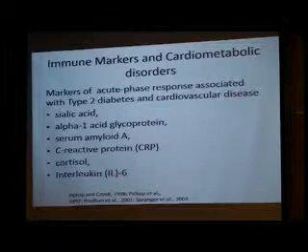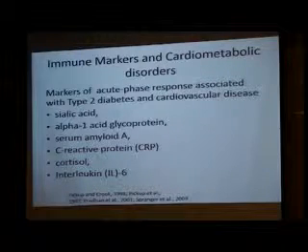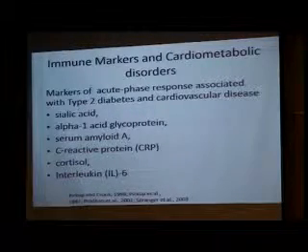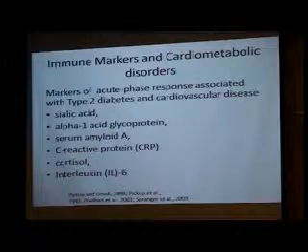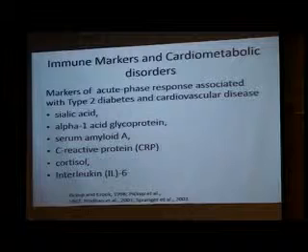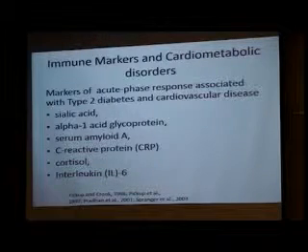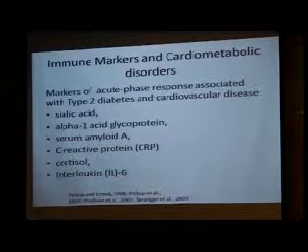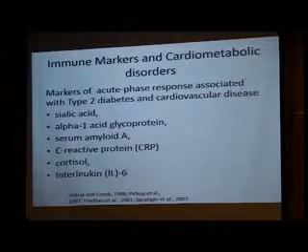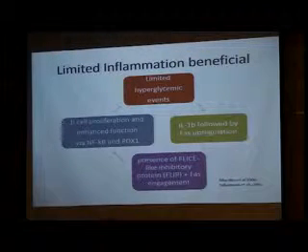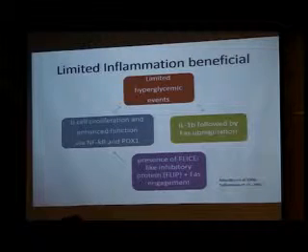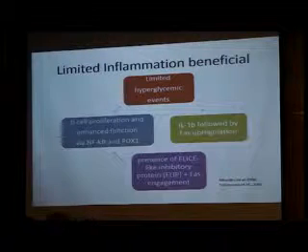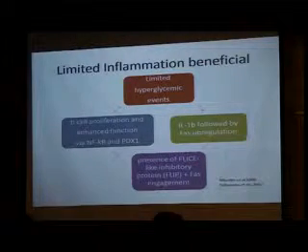Whenever we think of immune markers and try to correlate the presence of immune markers with cardiometabolic disorders, these are the following markers which come to our mind, which have been investigated in detail, like acute phase response markers including sialic acid, alpha-1 acid glycoprotein, serum amyloid A, C-reactive protein, cortisol, interleukin 6. Interleukin 6 has a special place which I will come to in a later slide. What we now presently know is that while chronic inflammation may be deleterious, limited inflammation definitely is adaptive, and it runs in support of the normal physiology. It can be beneficial to a limited extent.